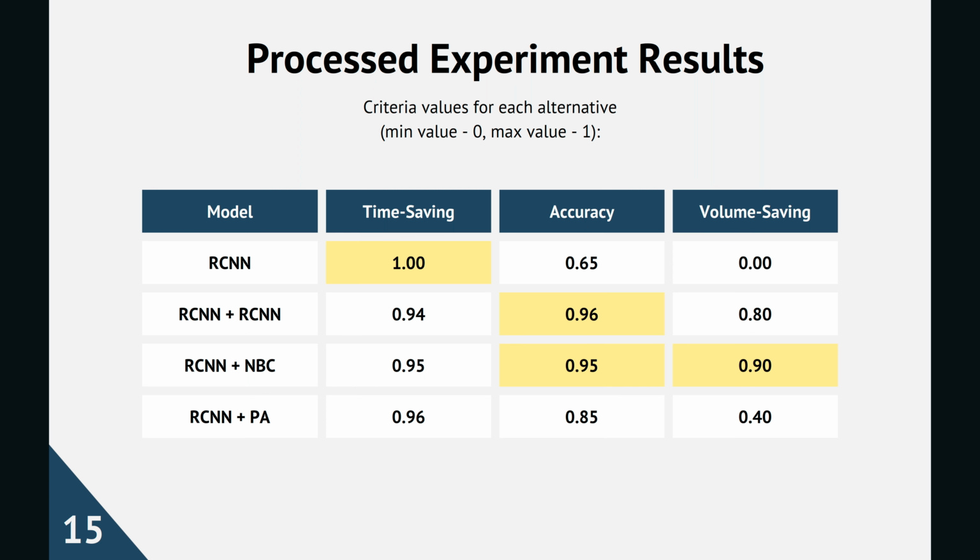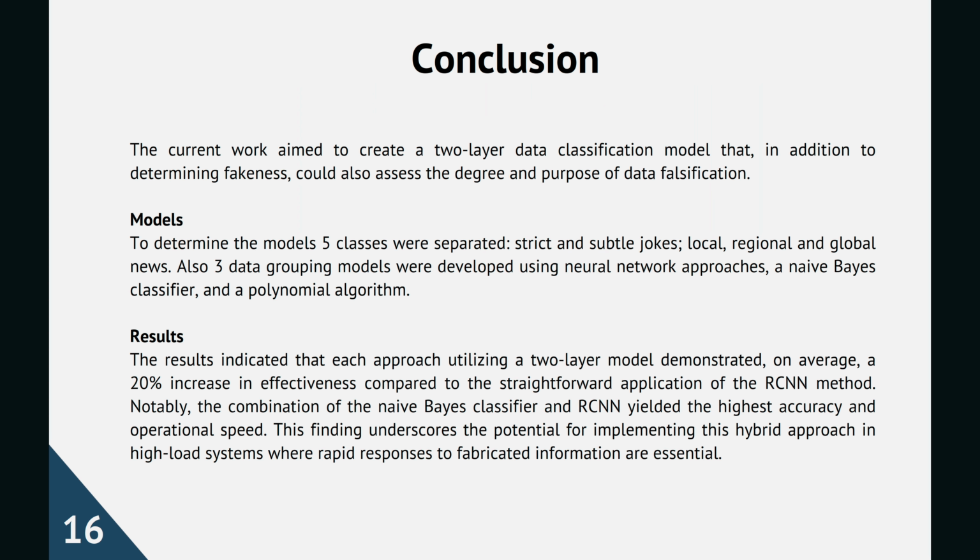These findings underscore the total effectiveness of two-layer models in comparison with the basic approach for multi-factor fake classification. The study aimed to create a two-layer data classification model that, in addition to determining fakeness, could also assess the degree and purpose of data falsification, and the results show that each approach using a two-layer model achieved an average 20% improvement in effectiveness compared to the direct use of RCNN approach.